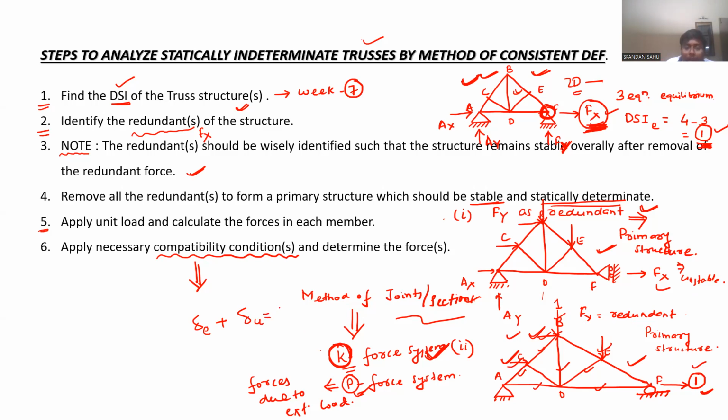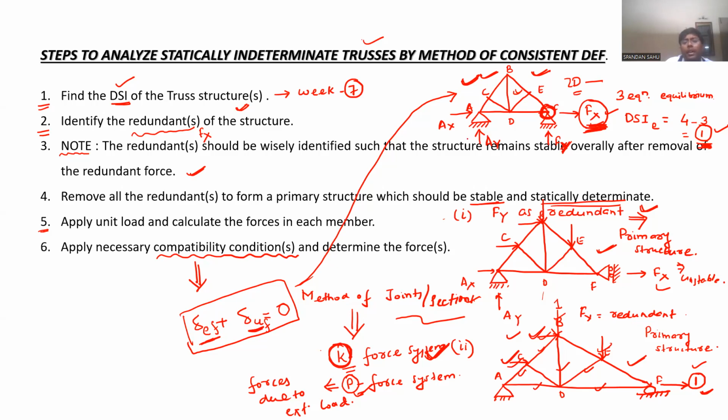And from compatibility, can you write delta E plus delta U should be equal to 0? Compatibility should always be written taking into account the main structure. Now, tell me, displacement of joint F due to external load is delta EF, and delta UF is due to the unit load. Delta EF is written for the primary structure. Delta UF is also written for the primary structure, but the compatibility is always written for the main structure.